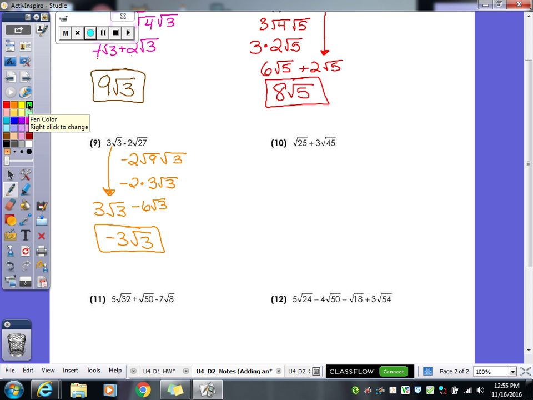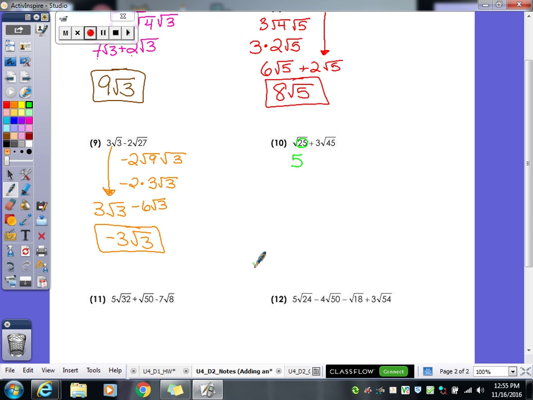If we take a look at 10, they love to use these kinds of questions to try to trick you. 25, we can't break down because what is 25 already? Perfect square. 25 is already a perfect square. We do the 2 radicals for the other ones because they're not perfect squares. This is already what we want. Square root of 25 is just a 5. So I don't have to do anything further with that.